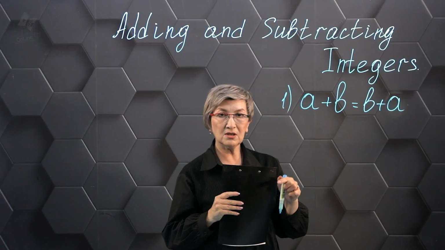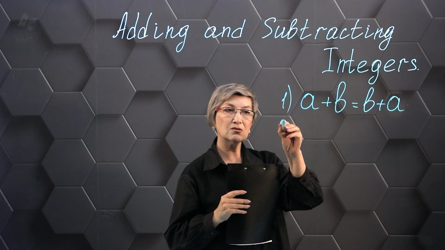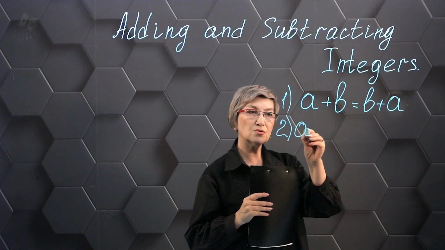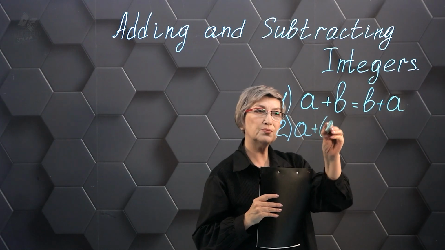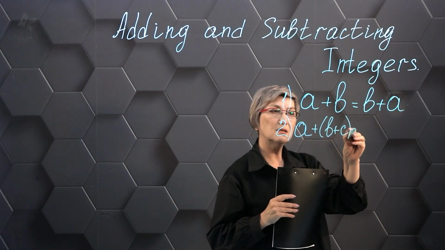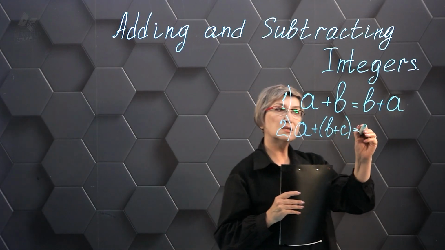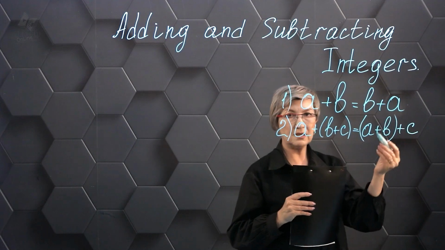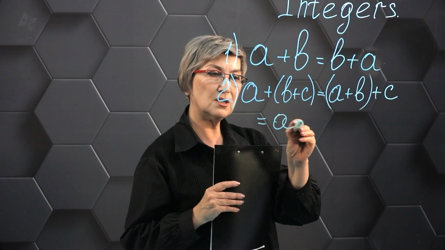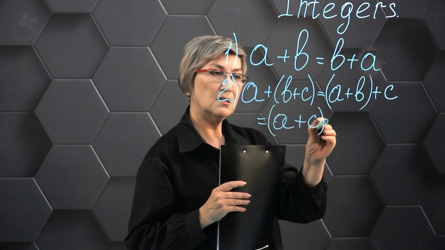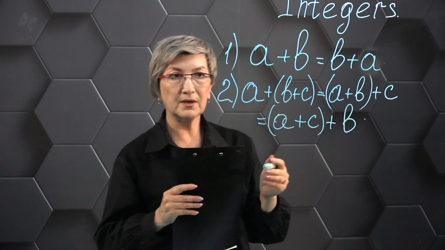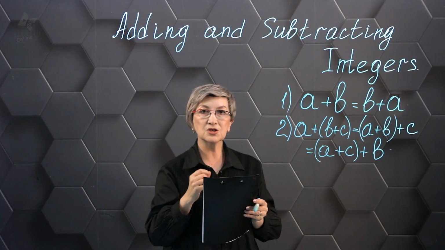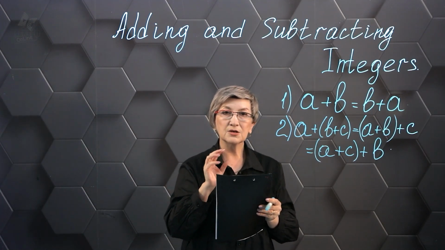Besides the law of transposition, there is also the law of combination, and it is written like this. If I have a number A and to this number I need to add the sum of the numbers B and C, then I can add the numbers A and B, and to the sum of these numbers add the number C. Or I can first find the sum of the numbers A and C and then add the number B. Using these rules helps to solve examples more rationally. Let's solve one of these examples.